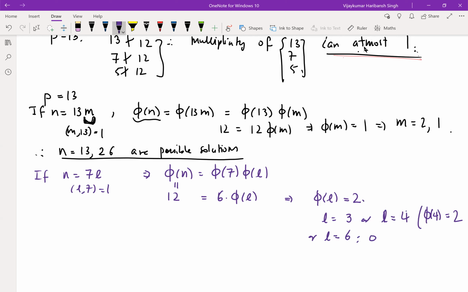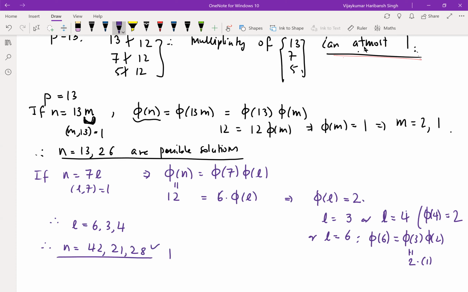Why? Because phi of 6 is phi of 3 times phi of 2, which gives me 2 times 1. So what do we get? Therefore, we have L equals 6, 3, or 4, which gives me n equals 7 times 6, which is 42, 21, or 28. So these are also possible solutions.